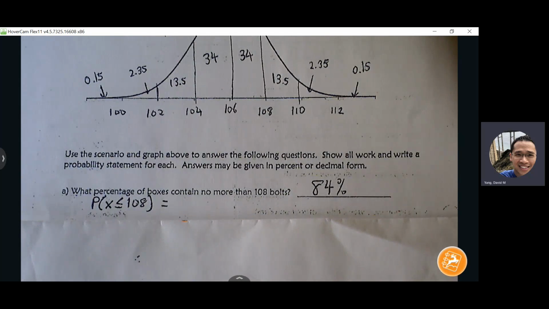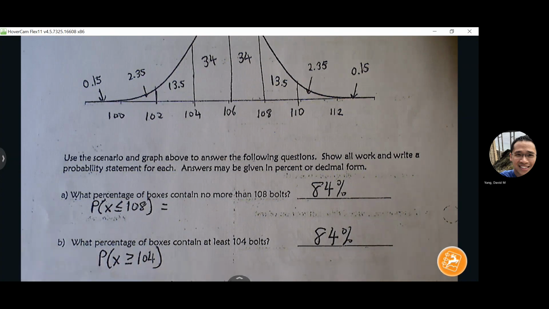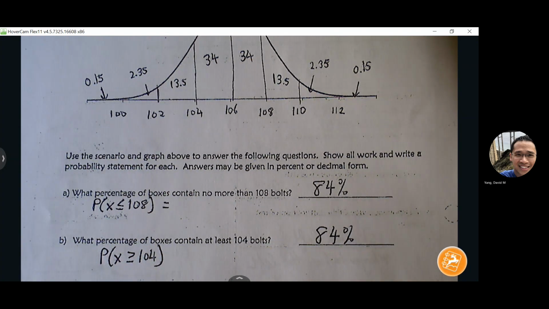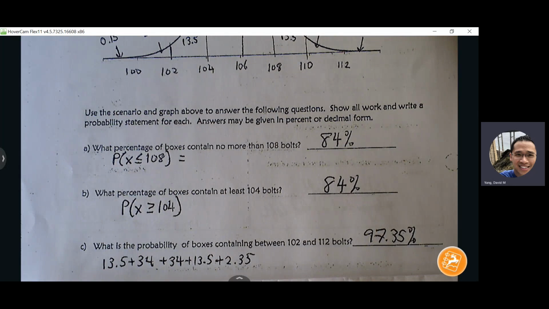Okay, no more than means less than, so you want to add up all the numbers to the left of 108. And it's asking for percentage, so out of 100. At least 104 means 104 or higher, so you want to add up all the numbers to the right of 104. Okay, pretty straightforward. Part C, you just add up all the numbers between 102 and 112 because they land nicely at one of the standard deviation values.